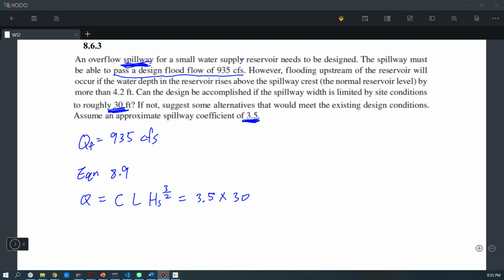And the HAs in this problem is 4.2 feet. So we just need to multiply by 4.2 to the power of 3/2. So we can get the Q of the design spillway is 940 cubic feet per second. So this number is smaller than QF, the design flood flow, that is equal to 900 feet.